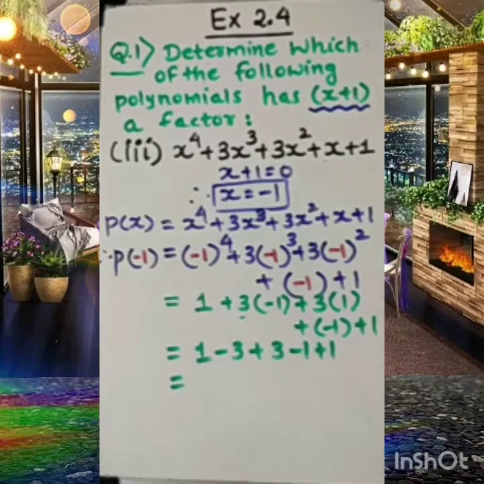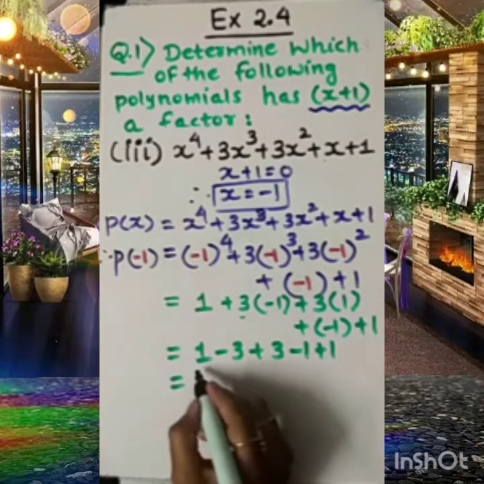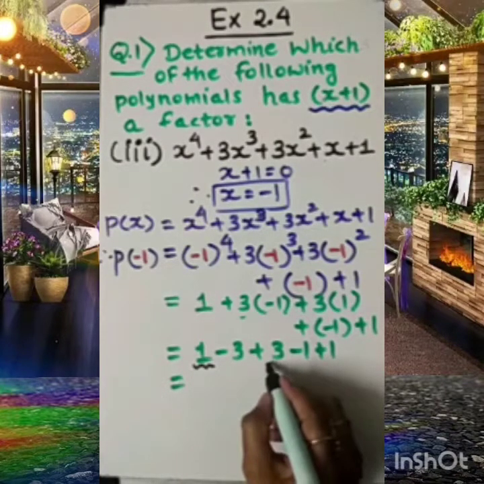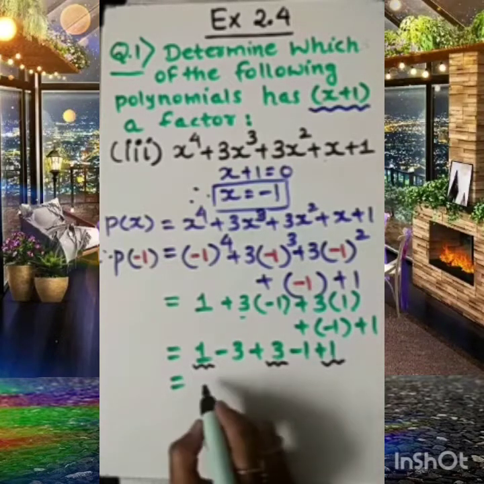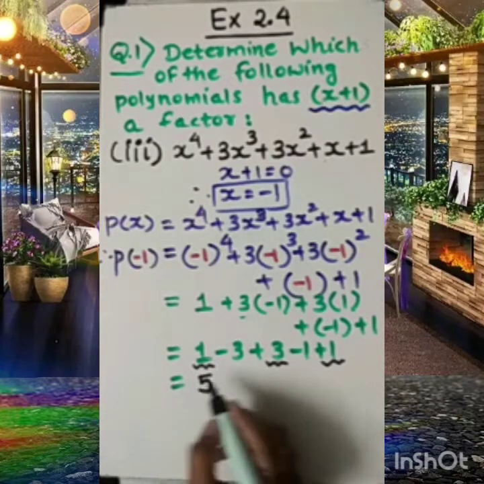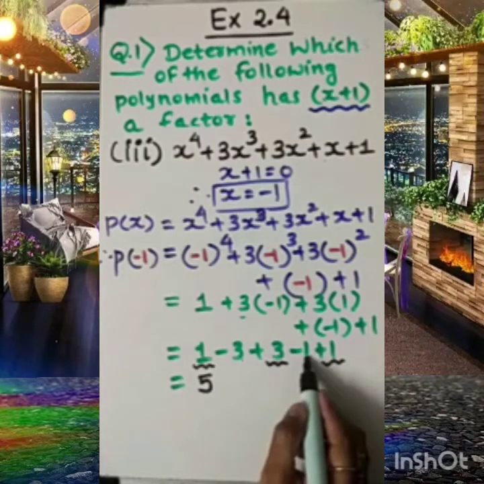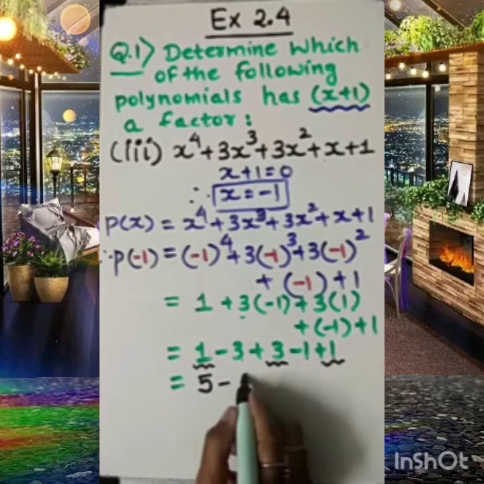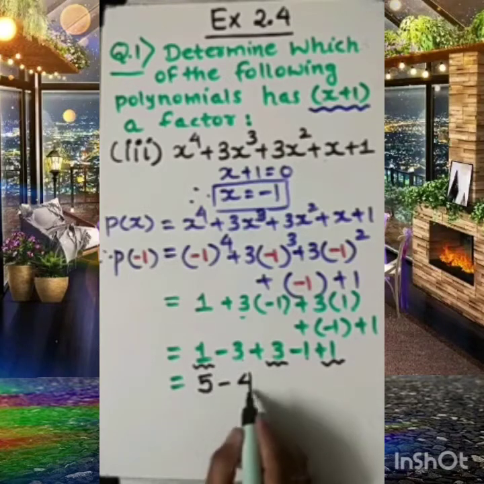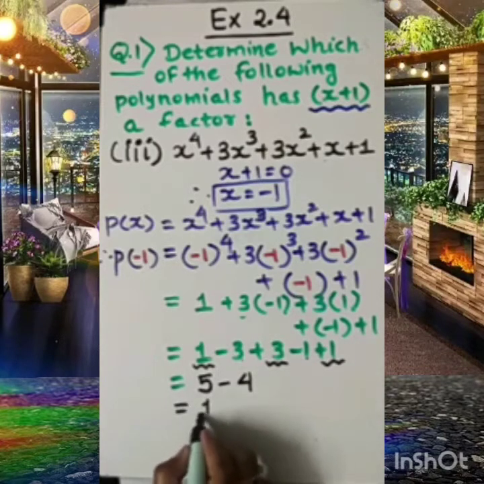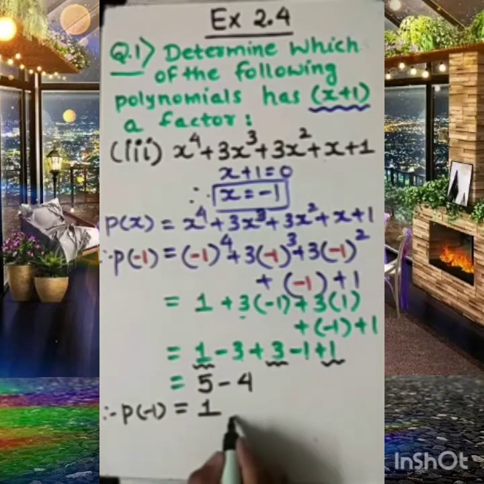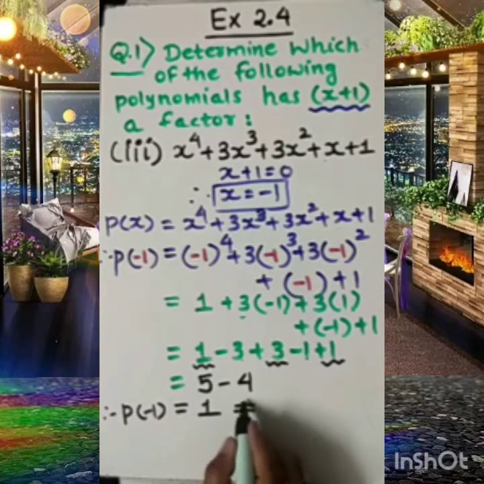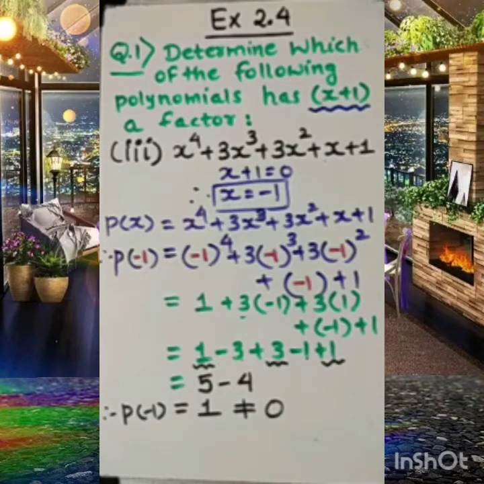Fine. Which terms can you find here? They are positive, so let's add them. This is 1, 3 and this 1. 1 plus 3 plus 1, that is 5. Fine. Minus 3 minus 1, same sign addition, so it is minus 4. 5 minus 4, that is 1. It means that p minus 1 equal to 1, which is not equal to 0.